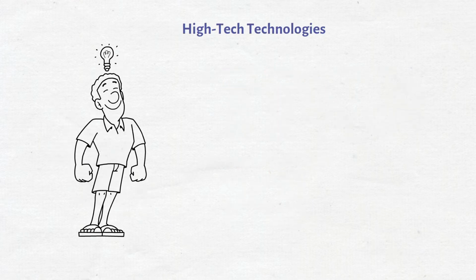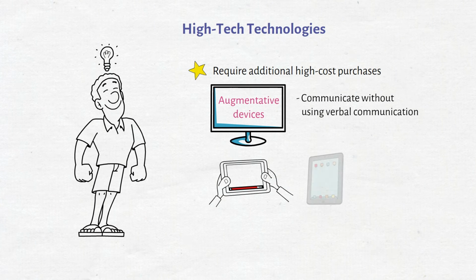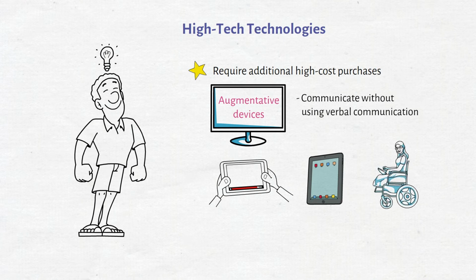High-tech assistive technologies might require additional high-cost purchases. For example, augmentative and alternative communication devices are technology tools that help students communicate ideas and feelings without using verbal communication. Other high-tech assistive technologies include computers with touchscreens, mobile devices like tablets or cell phones that include voice-to-text software, hearing devices, or electric wheelchairs.